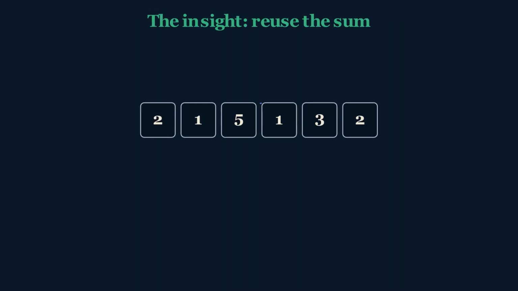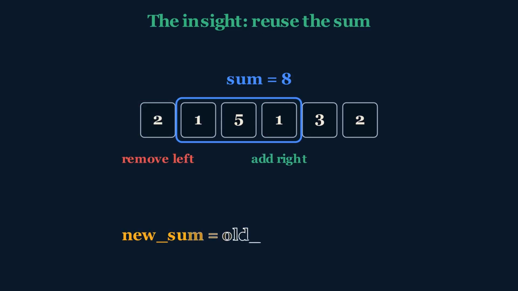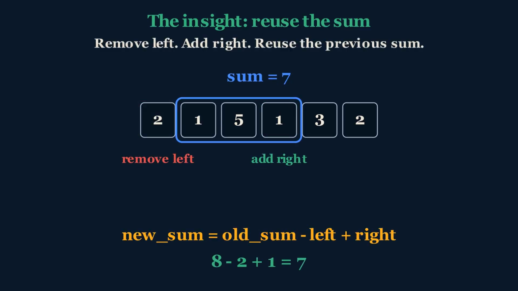Here's the trick. When the window slides, most of the numbers stay the same. So we don't recalculate everything. Instead, we remove the number leaving on the left and add the new number entering on the right. Old sum was 8. The 2 leaves in red. A new one enters in green. 8 minus 2 plus 1 equals 7. New sum, 1 subtraction, 1 addition. Remove left. Add right. Reuse the previous sum.